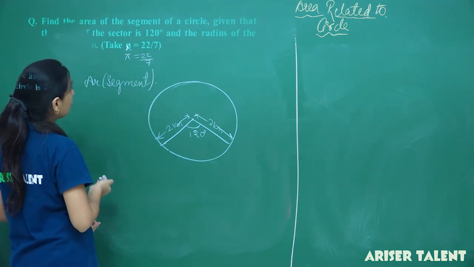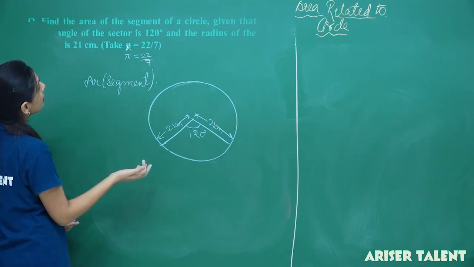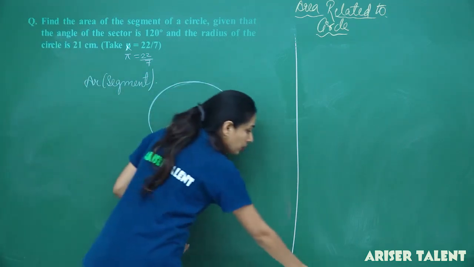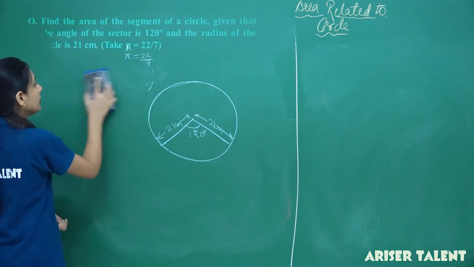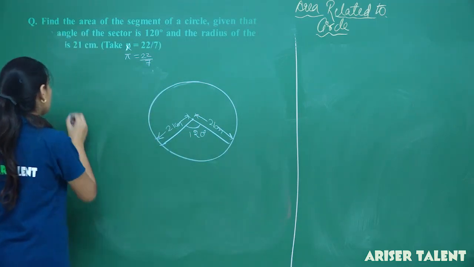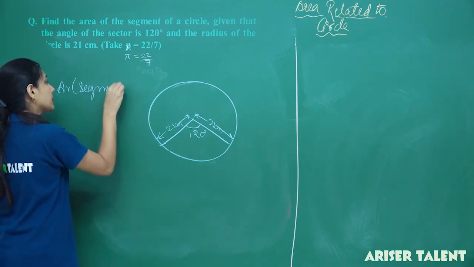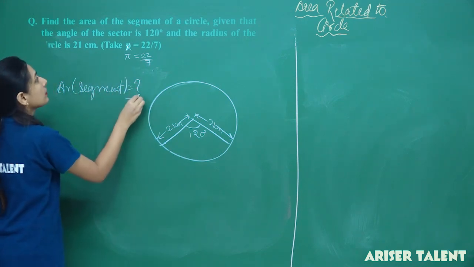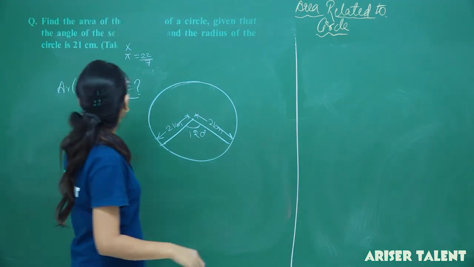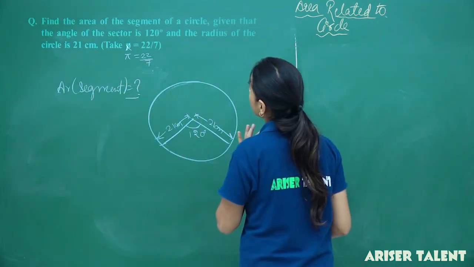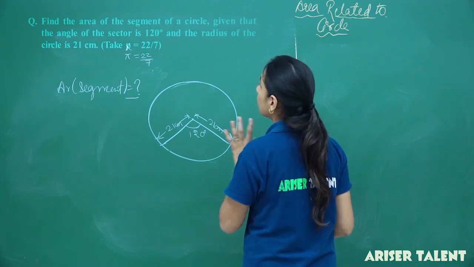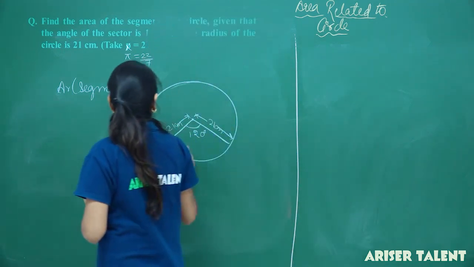Area of segment you have to find. This is the sector, right? Okay, right. So, you have to find the area of segment. Area of segment equals to what? Any more information you have been provided with? No, this is all.